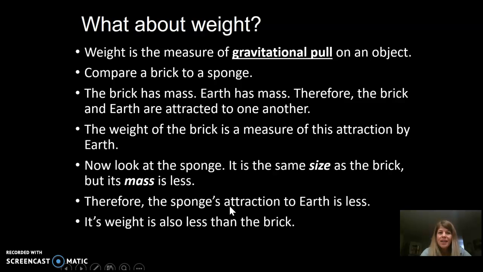All right, let's look a little bit more at weight. Remember what I said, weight is the measure of gravitational pull on an object. Okay, let's compare a brick to a sponge. A brick has mass. Earth has mass. Therefore, the brick and the Earth are attracted to one another, okay? The weight of the brick is a measure of this attraction by the Earth. Now, the sponge, the same size as the brick, but its mass is less. Therefore, the sponge's attraction to the Earth is less. The weight is also less than the brick.